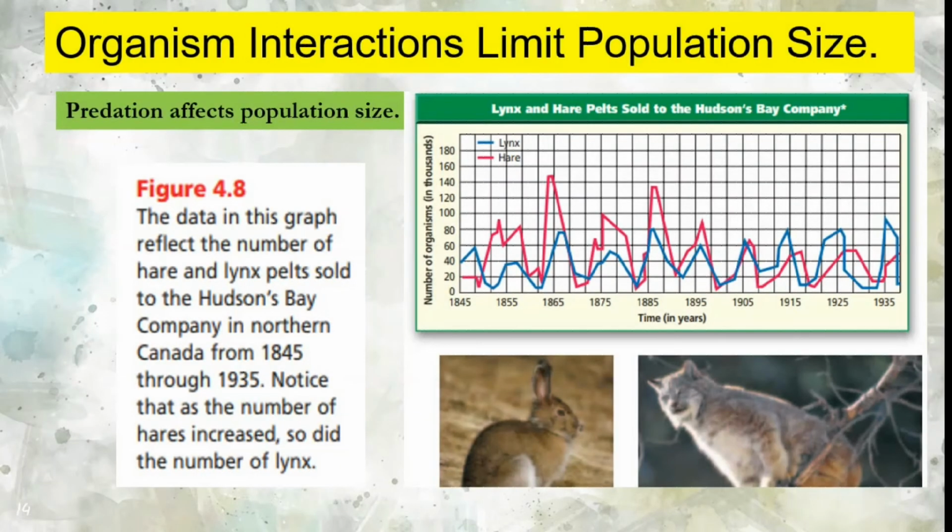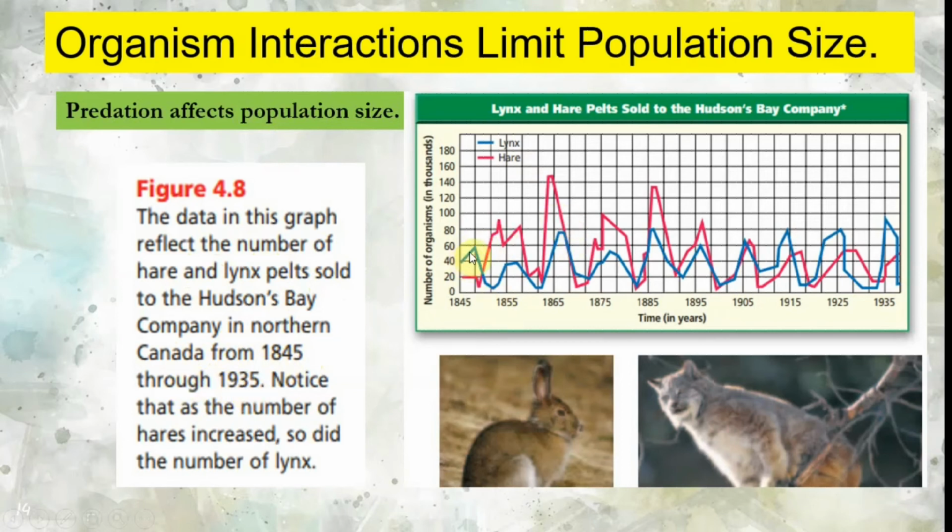Organisms' interactions limit population size. Populations of predators and their prey are known to experience cycles of changes in their number over periods of time. Under controlled conditions, such as in a laboratory, predator-prey relationships often show a predictable cycle of population increase and decrease over time. In nature, these cycles have also been observed, and one classic example has been demonstrated in this figure 4.8. The data in this graph reflects the number of hare and lynx pelts sold by the Hudson Bay Company in northern Canada from 1845 through 1935.